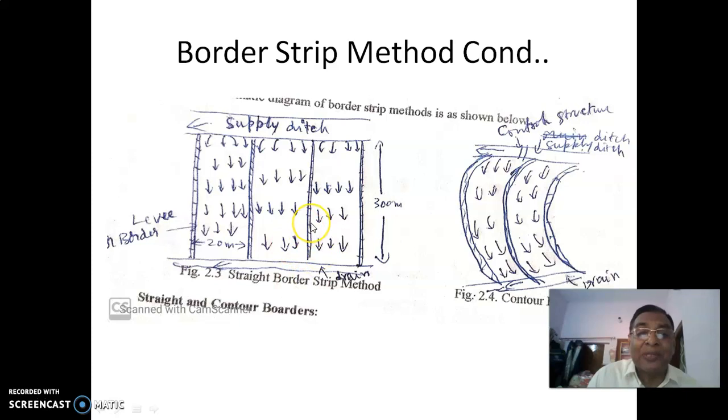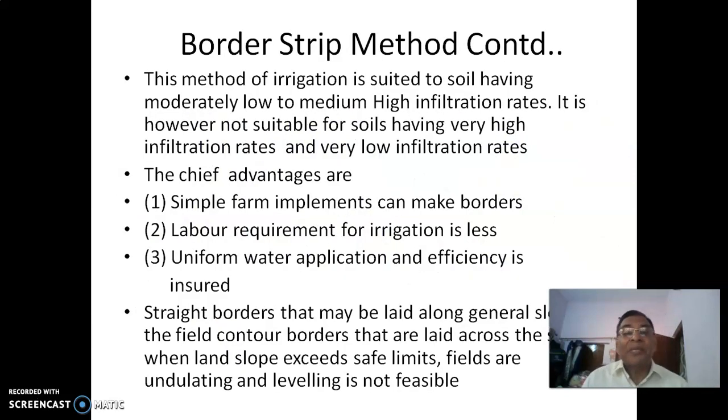Already we have explained about this figure. We will come back again when it comes to contour irrigation. So the border strip method is suited for certain soils. What soils? The soil should have moderately low to medium high infiltration. That means it should not have too high infiltration or too low infiltration. This is very important. So the infiltration characteristics of the soils are very important. It is not suited to very low infiltration or very high infiltration.